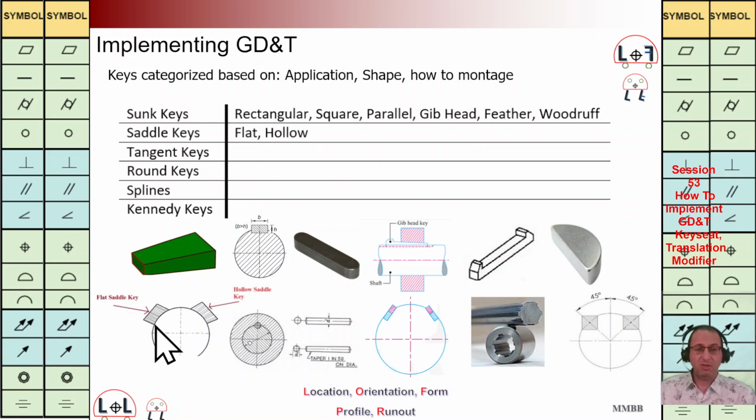And saddle key, we don't have any key slot on the shaft here. If the surface is flat, we are going to call it flat. If we are going to follow the curve of the shaft, we are going to call it hollow saddle key. It works based on the friction here. In this figure, we can see it is a round key here, and then here we can see this tangent key. We can see a spline key, and then Kennedy keys are here at the bottom right corner.